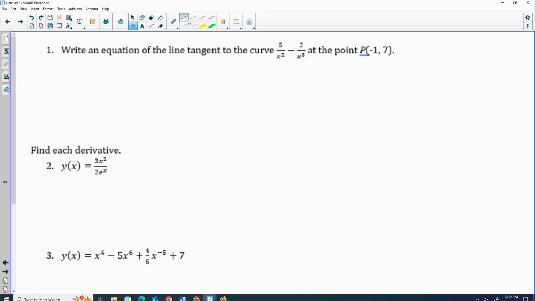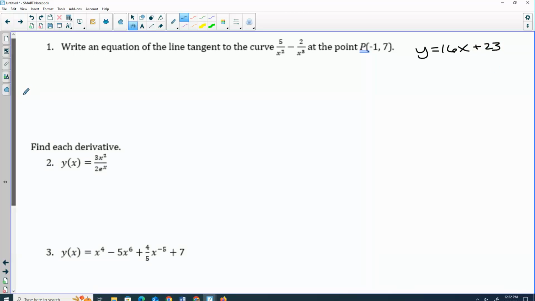Your correct answer is 16x plus 23. We good there? Okay, let's take a look.